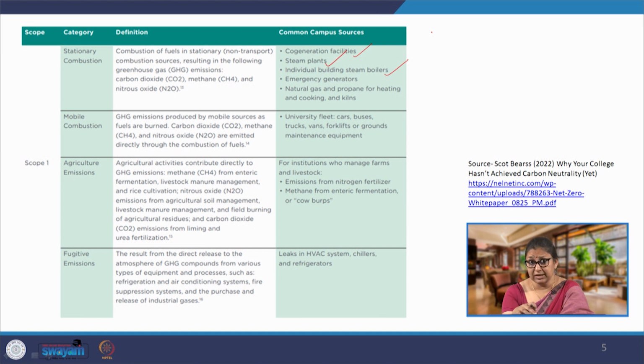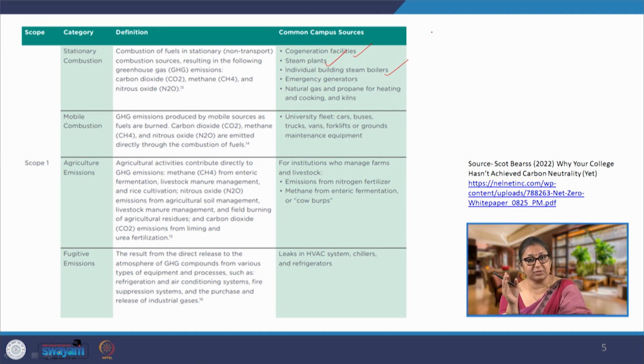But if it is directly run, for example, we have the biomass being used as fuel. So wood pellets are there and they are being run in the boilers or the heaters. So then that emission is going in scope 1. But if the same boiler is run on electricity, then it is going in scope 2.